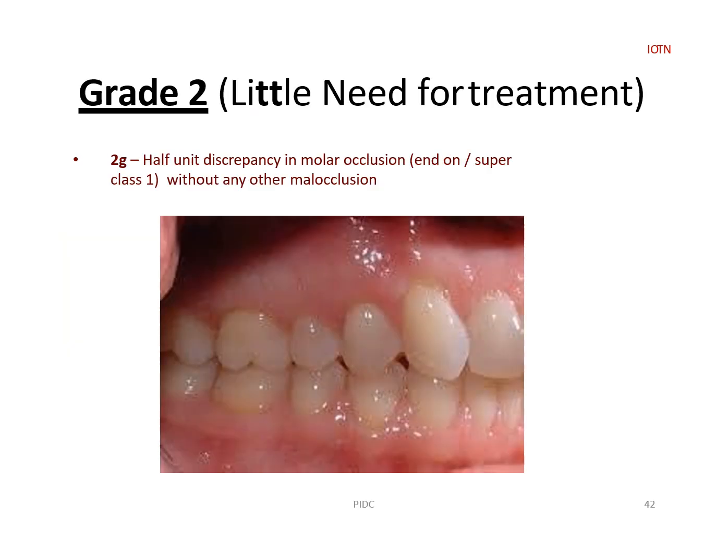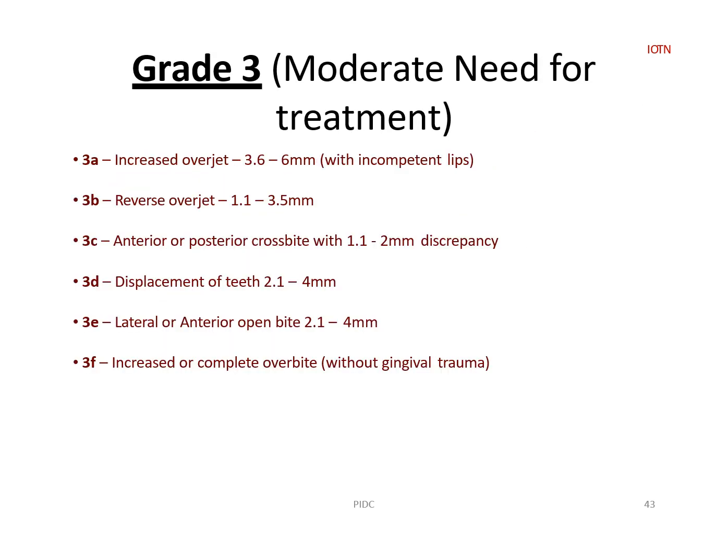Okay, 2G is half a unit discrepancy in molar occlusion. That means it might end up in an end-on class or a super class 1, without any other malocclusions. Everything looks perfect except for about half a unit discrepancy in the molar.